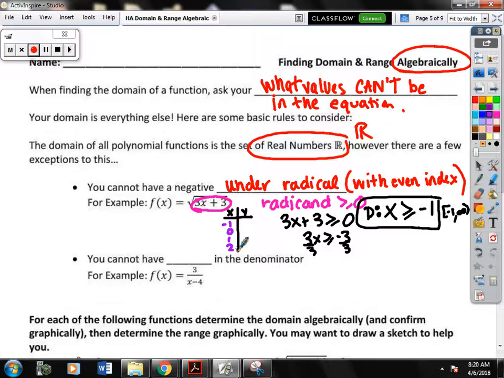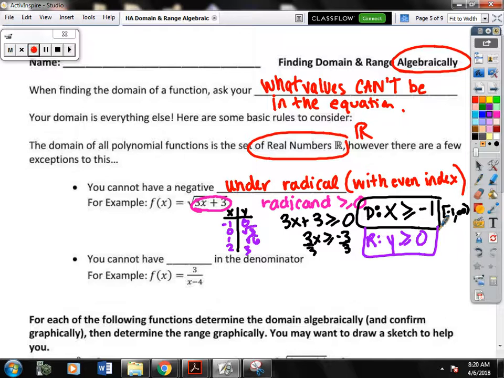So when you plug in negative 1, we end up getting 0. When we plug in 0, we'll end up getting the square root of 3. We don't know what that is, but. And when we plug in 1, we'll get the square root of 6. When we plug in 2, 3 times 2 is 6, plus 3 is 9, square root of 9 is 3. So you can see that your y values are increasing. The smallest it ever is 0. So for the range there, we would say y is greater than or equal to 0.